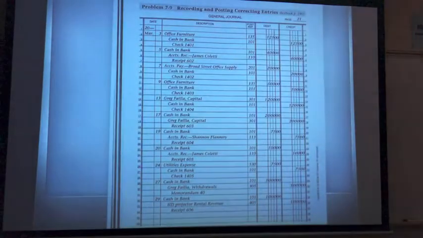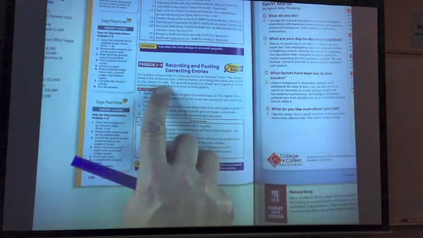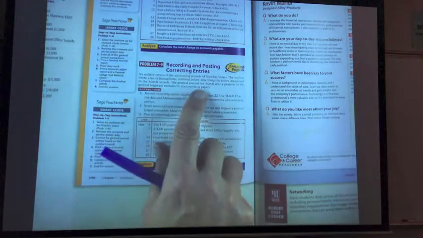On page, of course I didn't jump ahead like I was supposed to. Oops, I'm having a mess. On page 190 of your textbook, in problem 7-9, it says an auditor, that's somebody who comes in and reviews the books, reviewed the accounting records of Showbiz Video. The auditor wrote a list of transactions outlined below, describing the errors discovered in the March records. The general journal for March and a portion of the general ledger are included in your working papers.